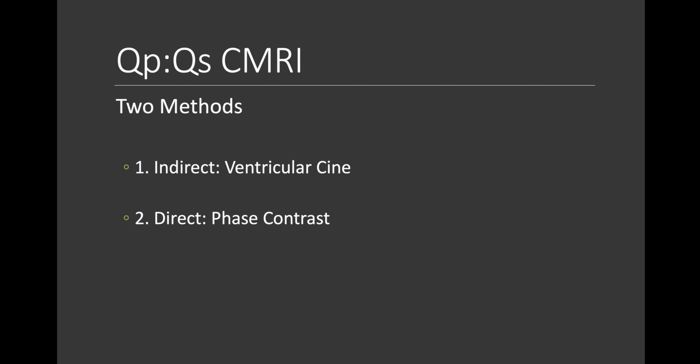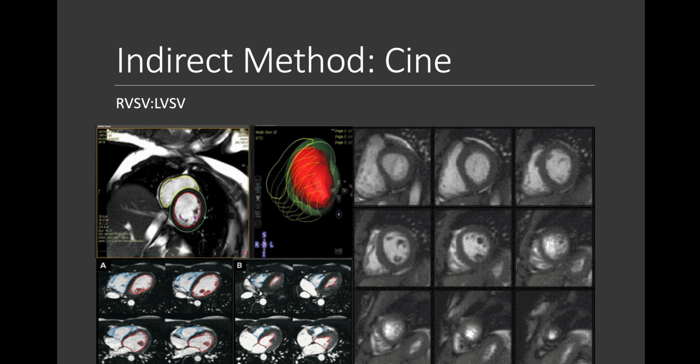As you may know from the previous basics lectures, we know how to measure the stroke volume, either using the cine or using the phase contrast sequences. We could use the ventricular cine, for example, to calculate the stroke volume from the right ventricle and the stroke volume from the left ventricle. In a normal subject, the right ventricle stroke volume has to be equal to the left ventricle stroke volume. Otherwise, either the contouring is not good, or there is a shunt, or there is a regurgitation somewhere.